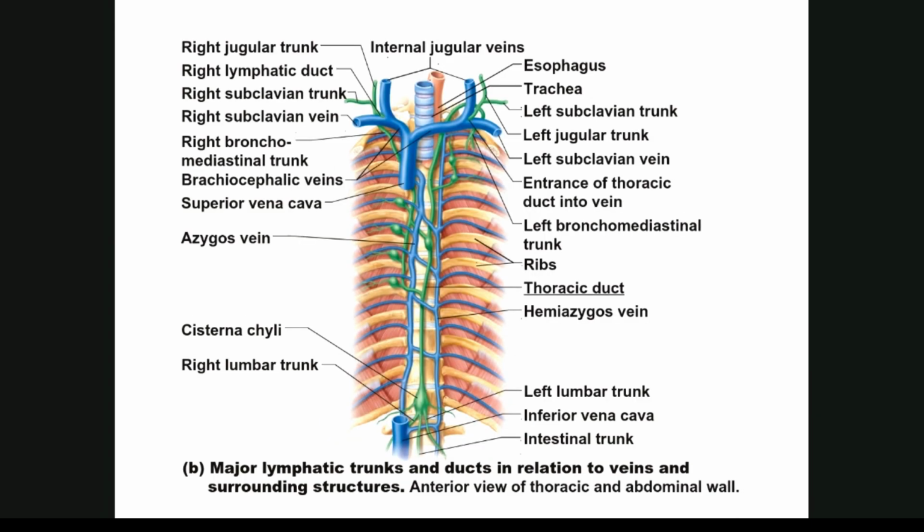These deeper vessels, this is showing where the actual ducts dump into the circulation. So here is our subclavian vein. There we go. The subclavian vein and the jugular. So right here is where the right lymphatic duct dumps its fluid. Left subclavian vein, left jugular. So right here is where the thoracic duct dumps its fluid.